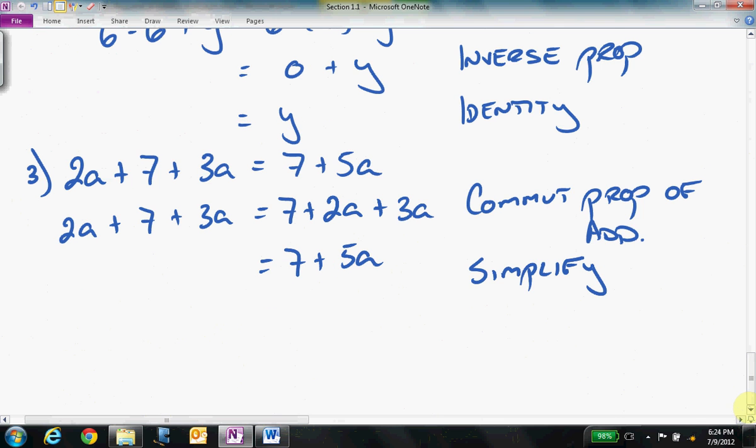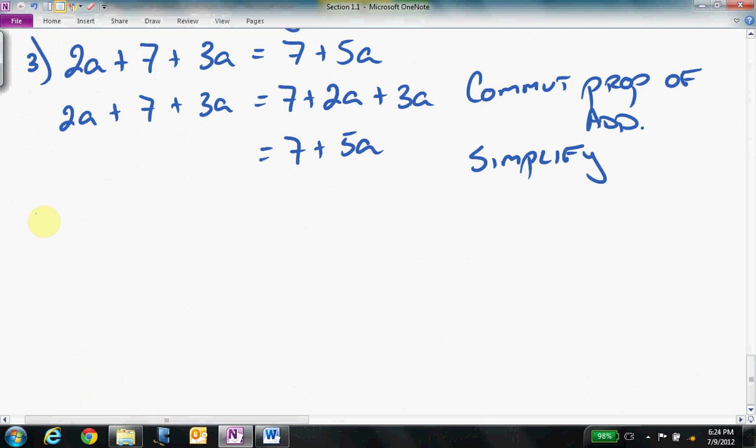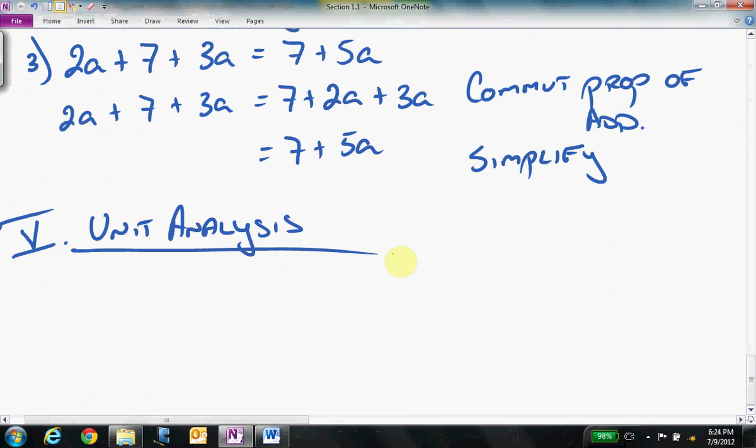So that's proving properties of multiplication and addition. Alright, so we're going to get to our last bit of information here, which is the unit analysis. So that's going to be Roman numeral 5. Unit analysis. Alright, so we're going to have a few minor word problems here and just kind of use our analytical skills.